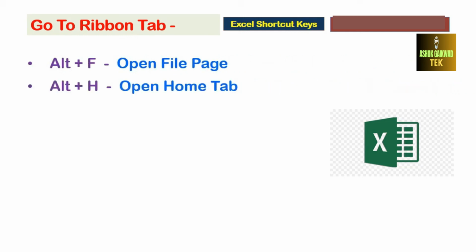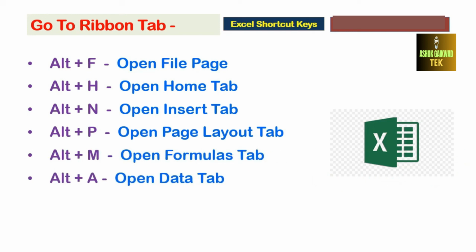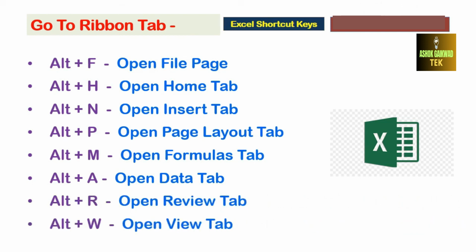Now we are seeing Microsoft Excel shortcut keys for go to ribbon tab. Alt F for open file page, Alt H for open home tab, Alt N for open insert tab, Alt P for open page layout tab, Alt M for open formula tab, Alt A for open data tab, Alt R for open review tab, Alt W for open view tab.